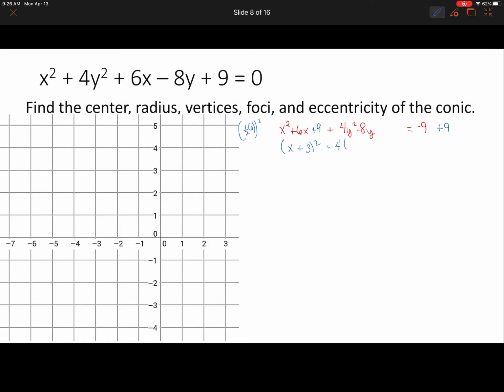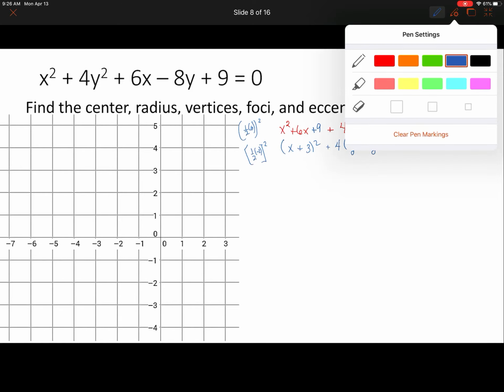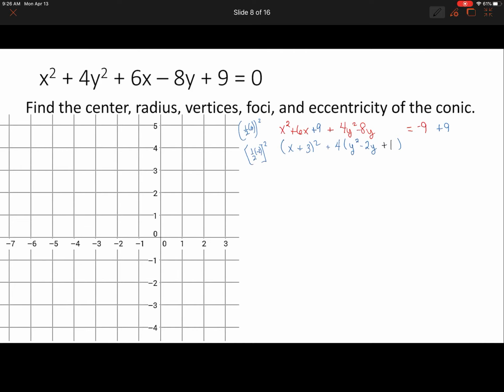The second group needs to have the 4 factored out, because we have a leading coefficient, so 4 times y squared minus 2y. And when we do that, we have to ask ourselves, what is half of that middle term squared? And we're going to add the number 1 to this side. But when we add 1, we're truly not adding 1, we're adding 4 times 1, so we need to add 4 to the other side. So now we have a binomial squared, another binomial squared, square root of the first, sign of the middle, square root of the last, and 9 minus 9 is 0, plus 4 is 4.